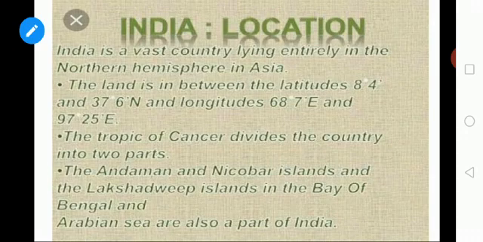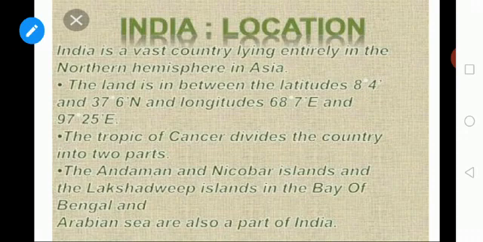So, already you know that the earth is divided into two hemispheres, isn't it? So, the equator is the one which divides it equally into the northern hemisphere and the southern hemisphere. So, where is India located? It is located in the northern hemisphere, okay, above the equator line.